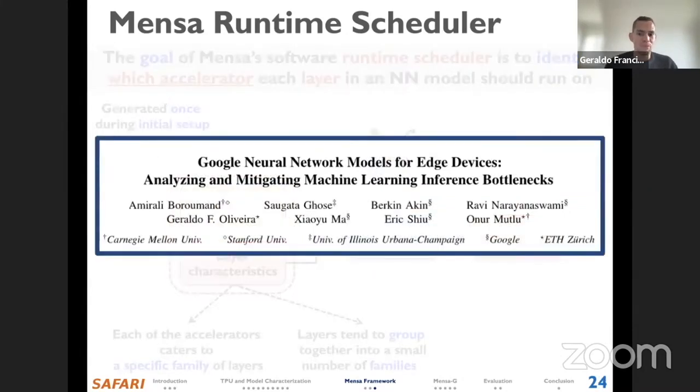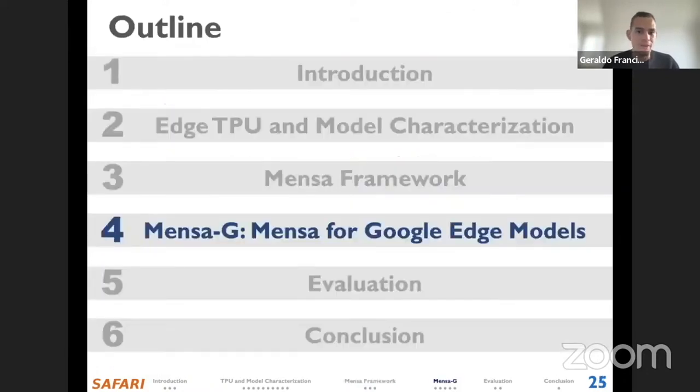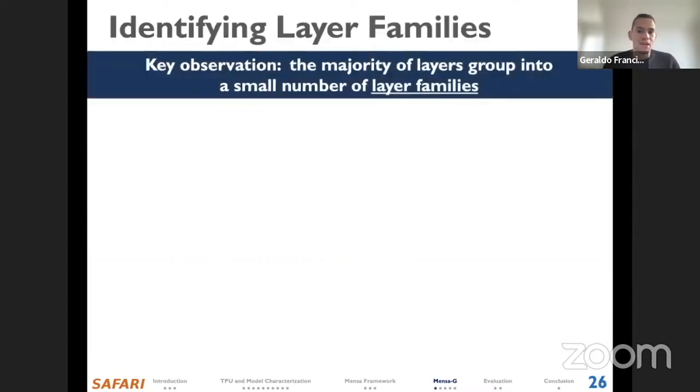So I invite you to check our paper for more information about the Mensa scheduler and Mensa runtime heuristics. Next, we highlight how our Mensa framework can be employed for a large set of neural network models, particularly those 24 neural network models that are run by the Google Edge TPU. First, we need to decide how many accelerators we are going to need in our Mensa realization based on the key characteristics of the neural network models.